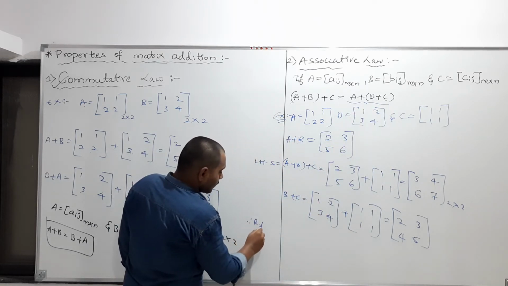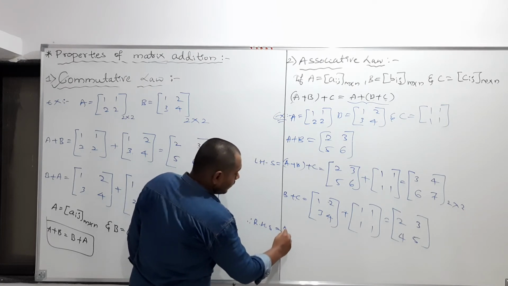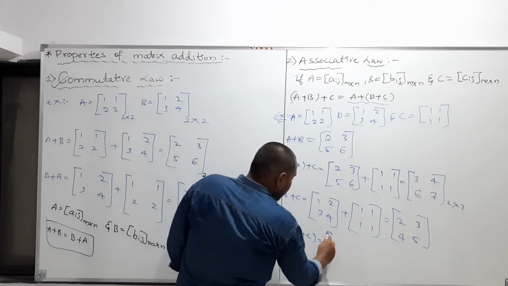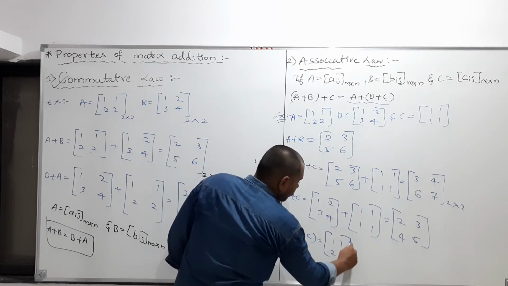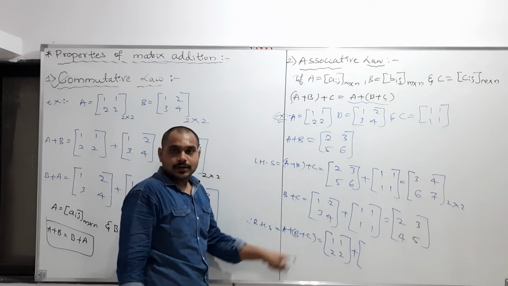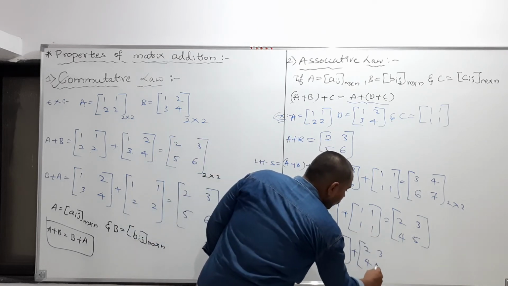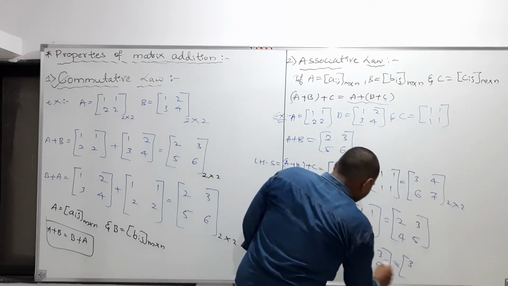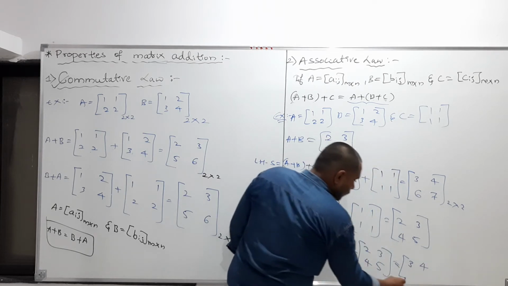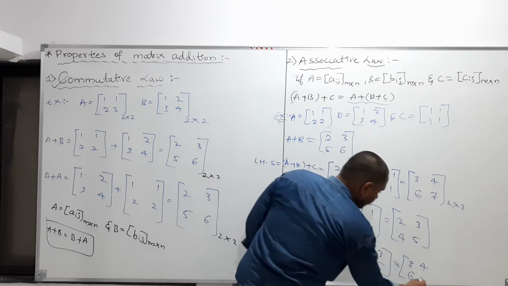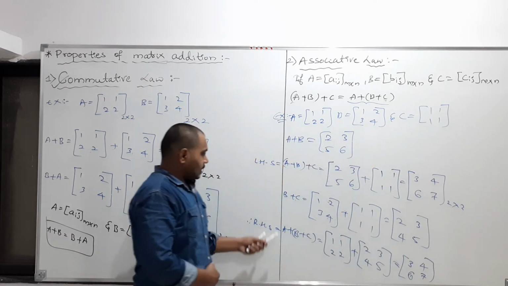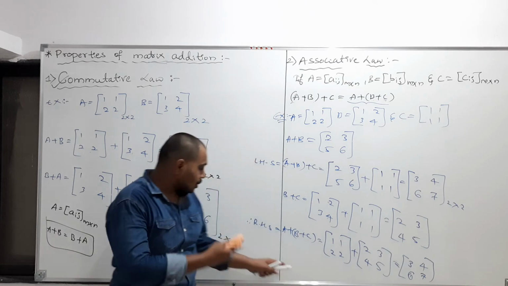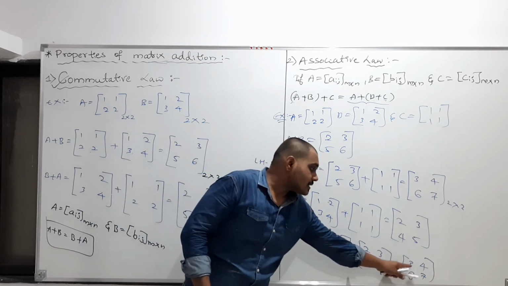So therefore RHS is equals to, my dear students, A plus (B plus C). So therefore what is A? A is nothing but, I took the example as 1, 1, 2, 2, plus (B plus C). B plus C is already calculated. So what is B plus C value? 2, 3, 4, 5. My dear students, this is equals to 1 plus 2 is 3, 1 plus 3 is 4, 2 plus 4 is 6, 2 plus 5 is 7. So therefore, my dear students, these LHS and RHS values are equal. So (A plus B) plus C value is 3, 4, 6, 7, and A plus (B plus C) value is also 3, 4, 6, 7.